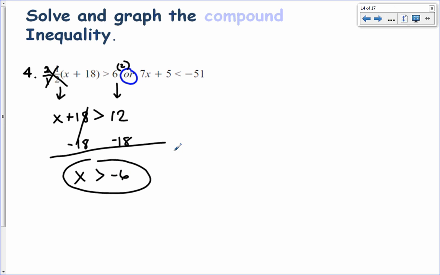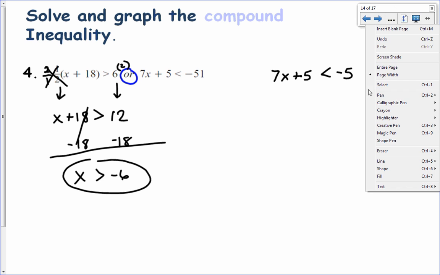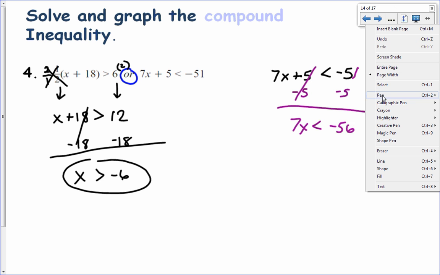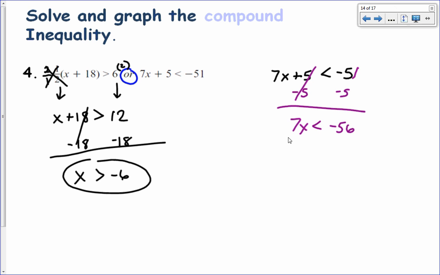Okay, there's one side. On the other side, I've got 7x plus 5 is less than -51. I'll change colors to make things a little more clear. I have to subtract 5, so 7x is less than -56. I'll use red this time. I'll divide by 7, cancel that out, and now x is less than -8.